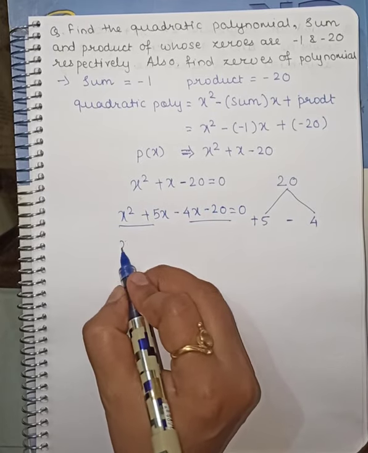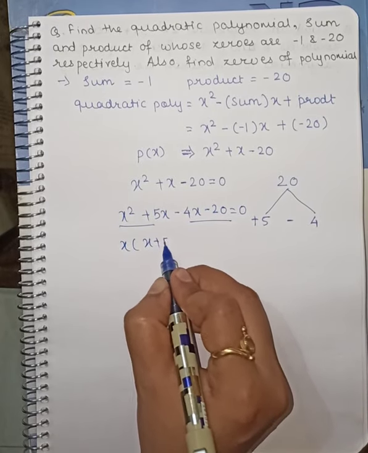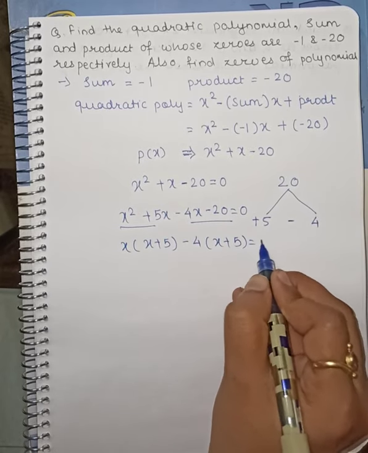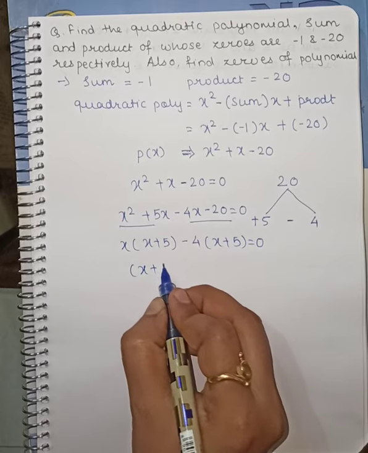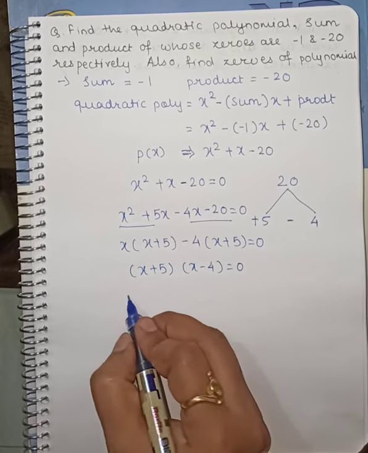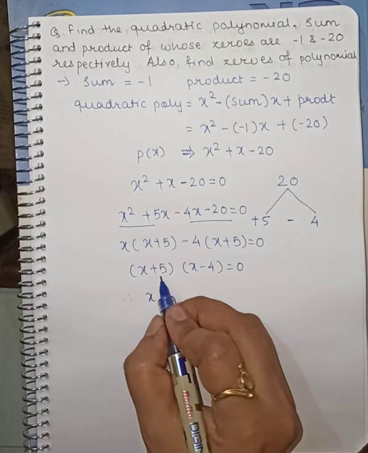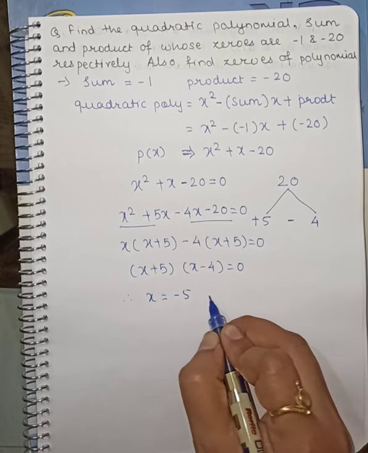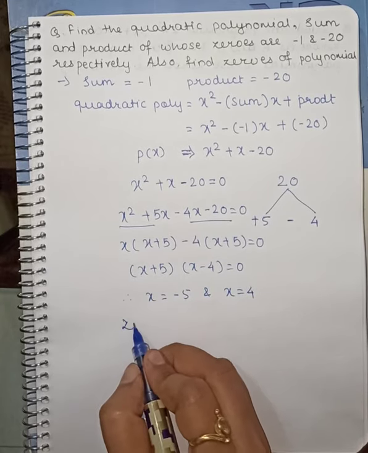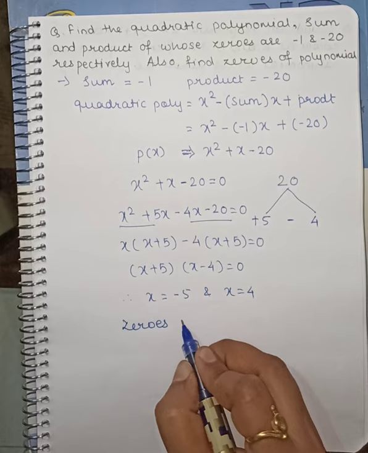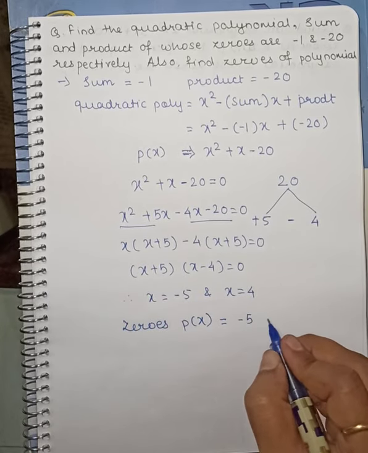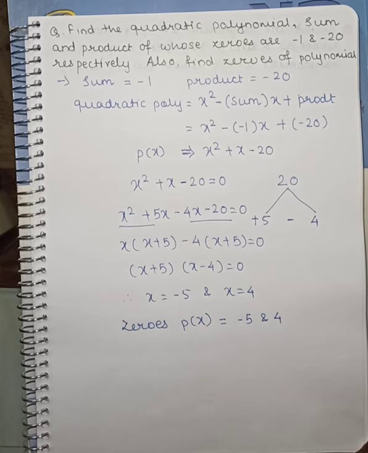Taking common, x in bracket x plus 5 minus 4 in bracket x plus 5 equal to 0, which gives me x plus 5 in one bracket, x minus 4 in another bracket, and therefore the roots will be minus 5 and plus 4. So the zeros of the obtained quadratic polynomial are -5 and +4.